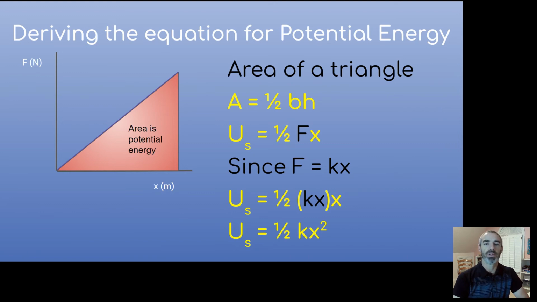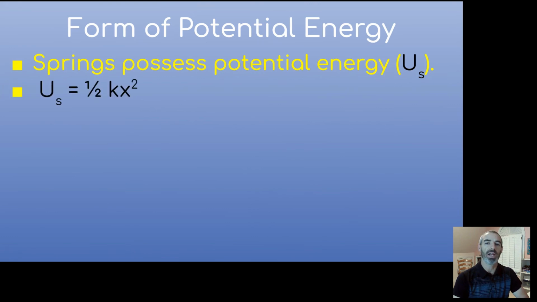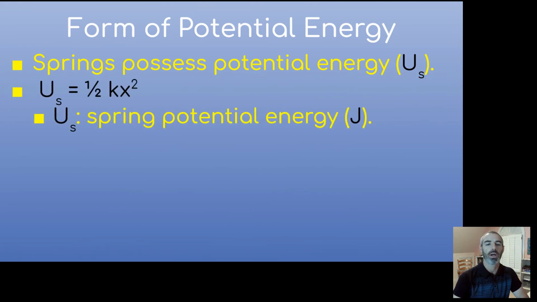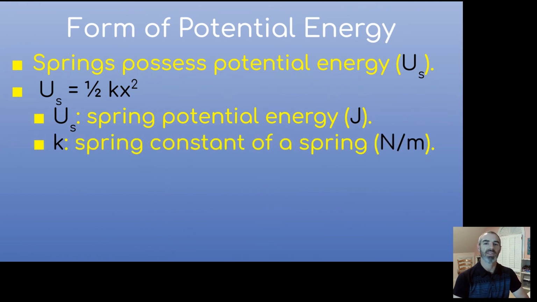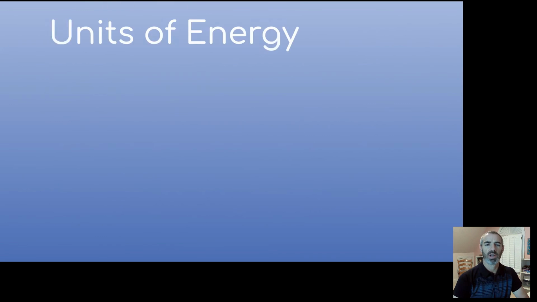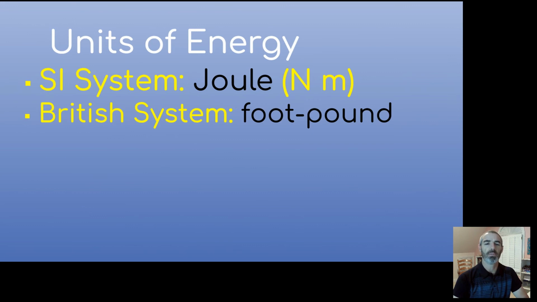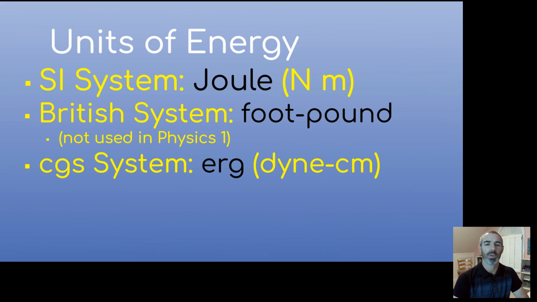So springs possess potential energy when stretched or compressed. The formula, as we derived from the last slide, is Us equals 1/2 Kx squared, where stored energy is measured in joules, K is the spring constant in newtons per meter, and x is how much the spring is stretched or compressed, measured in meters. So let's look at the units. The unit is a joule, which is a newton times meter. A couple of these other ones: the British system is a foot-pound, not used, and erg is not used in Physics 1, but they're just information.